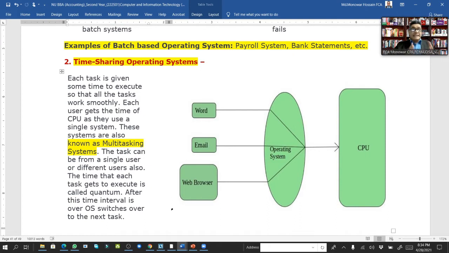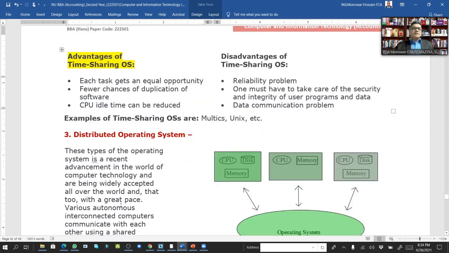The time that each task gets to execute is called quantum. After this time interval, the operating system switches over to the next task. So look here: working with Word, email, web browser, they go to the operating system, and each task goes through the CPU. The advantages of a time-sharing operating system are that tasks get an equal opportunity, there are fewer chances of duplication of software, and CPU idle time can be reduced.